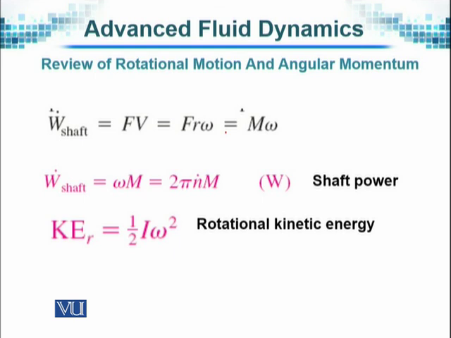So rotations per minute can be for the shaft that is rotating. It can be for the blades or the wheel that is under consideration. And the kinetic energy is given by half I omega squared.